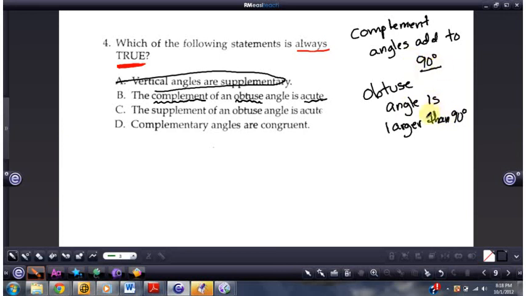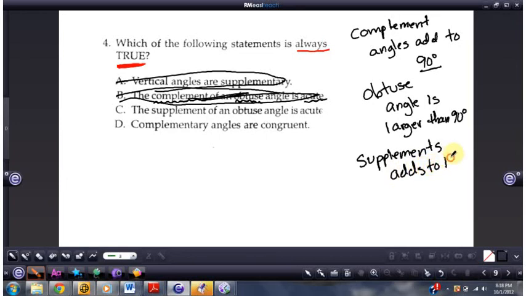The supplement of an obtuse angle is acute. Well, supplement means adds to 180. Now, an obtuse angle just has to be bigger than 90, but it should be smaller than 180. So this one gives me hope. Because if I draw an obtuse angle, that's definitely more than 90, you should notice that this is a tiny little angle over here. I like to call it a cute little angle. It's acute. That looks plausible. So C is looking like a good answer.